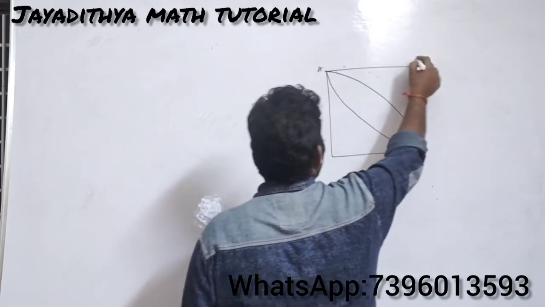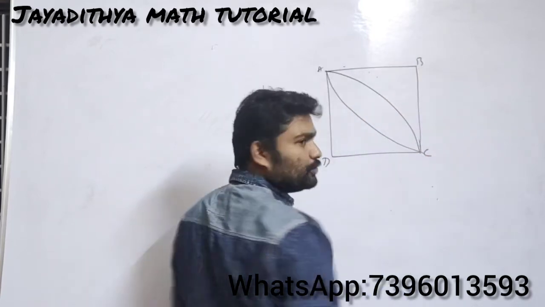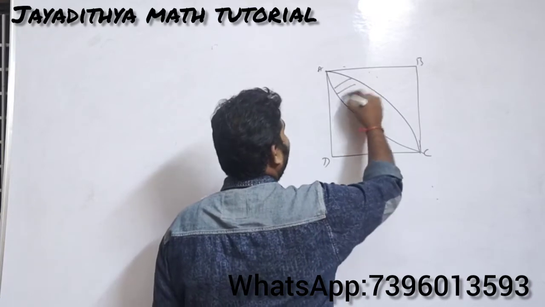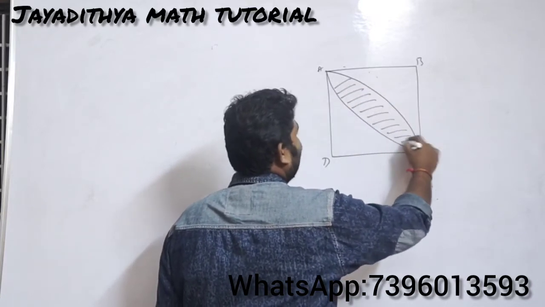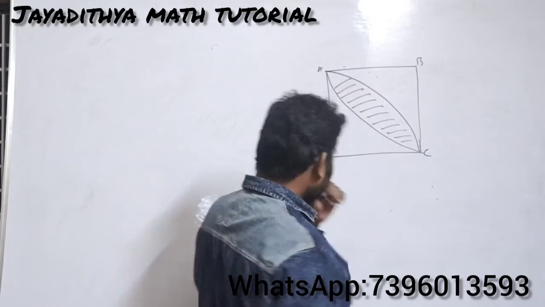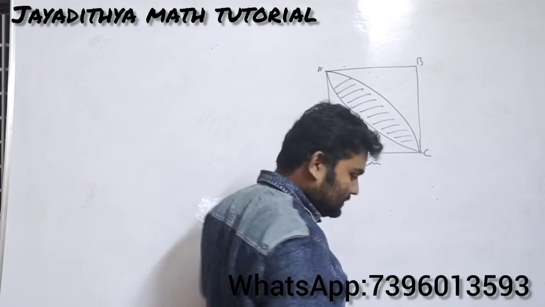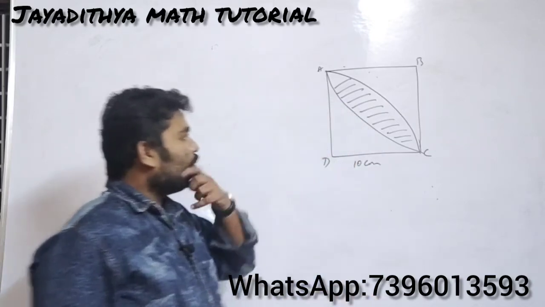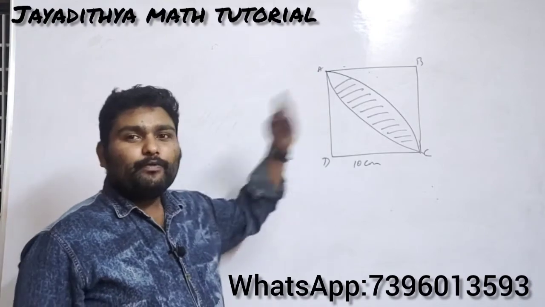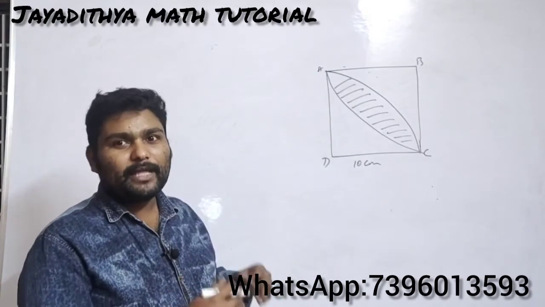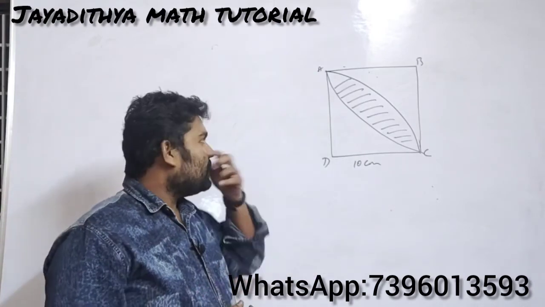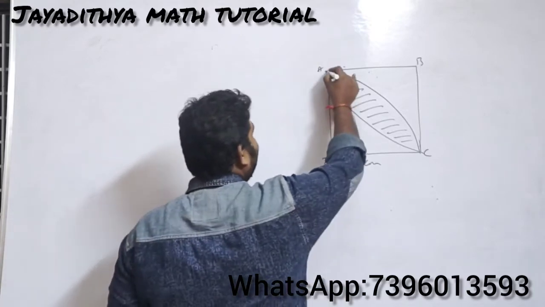Okay, so again A, B, C, D is a square and you need to find the area of the shaded part. He has given the dimensions of the square as 10 centimeters. So how to find this one? There we have subtracted a semicircle from the square, right? But here is how I am solving this one, you see now.